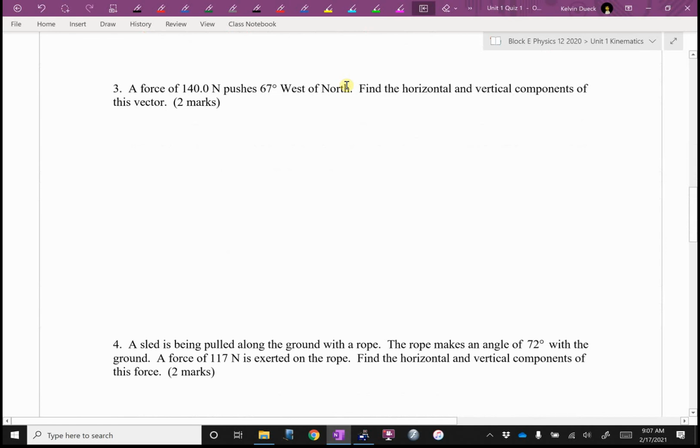Find the horizontal and vertical components. I better draw a compass. 67 degrees west of north. West of what? North. I'm going to go north first. I'm going to go west of north, 67 degrees.